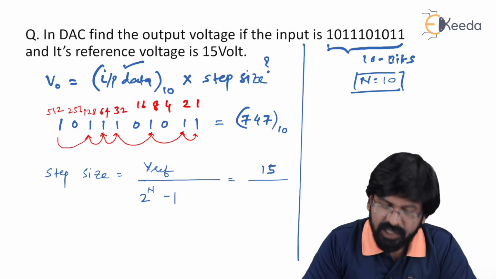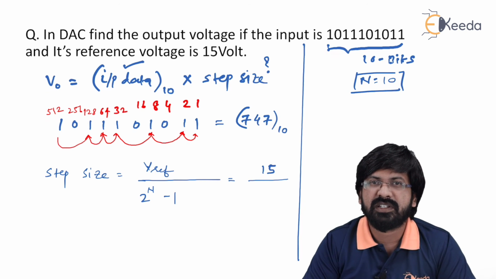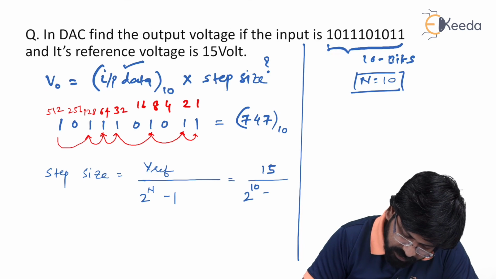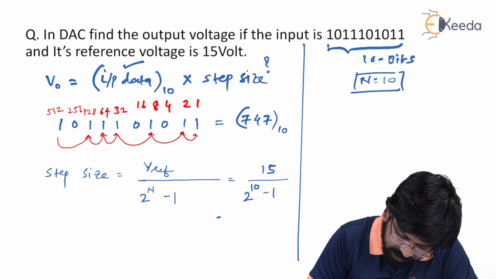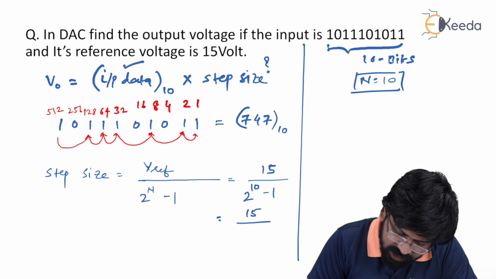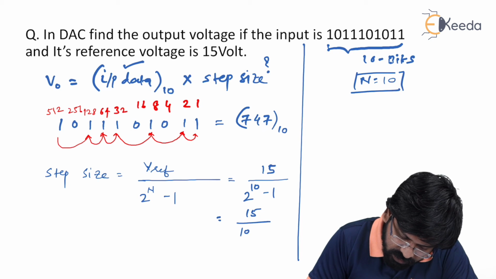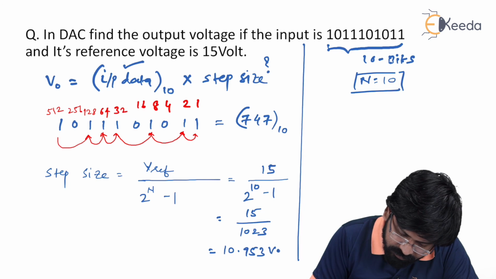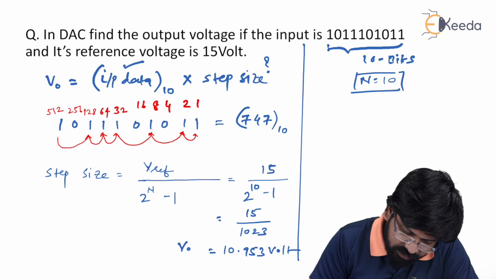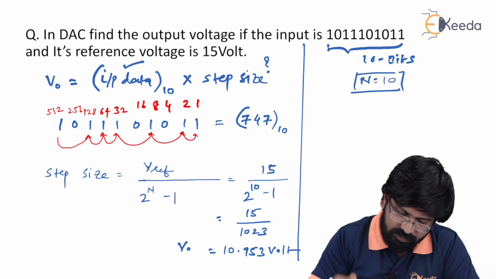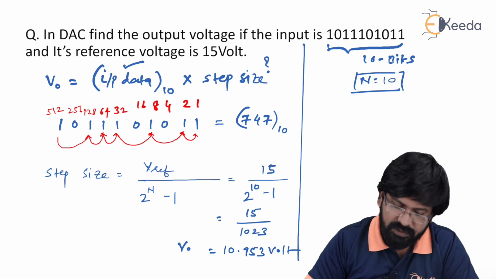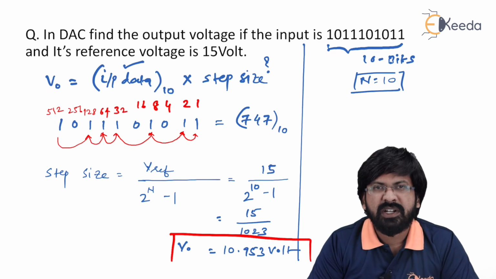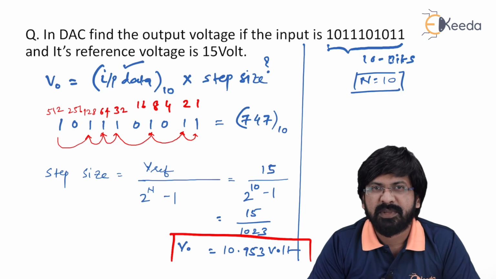It means the DAC that they have provided is a 10 bit DAC. So what we have here is 2 to the power 10 minus 1. If you calculate this, you get 15 upon 2 to the power 10, which is 1024, minus 1, that is 1023. So this is equal to 10.953 volt. This is the output voltage V0. They asked us to calculate the output voltage, and the output voltage is 10.953 volt. This is the final answer. I'm sure you understood this problem. If you understand the concept, I'm telling you, solving GATE problems is not that big a deal. Thank you.